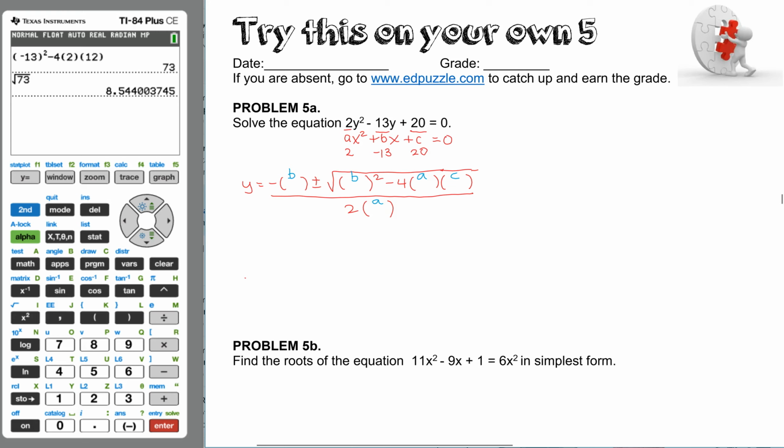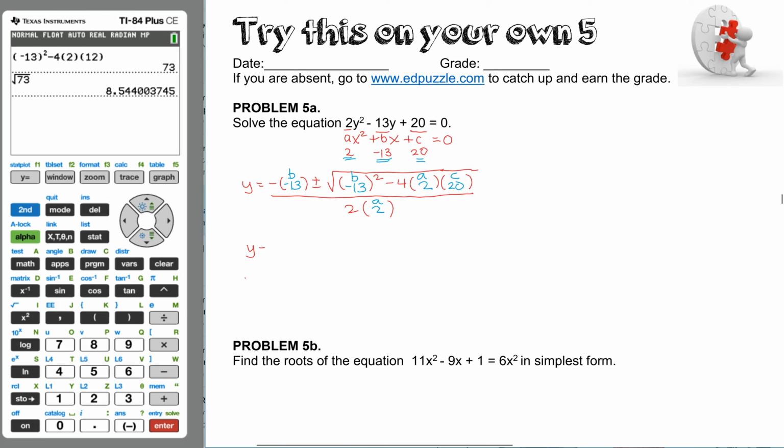I want you to structure it this way because sometimes students leave out signs and some of the numbers are not enclosed in parentheses. So the b value is negative 13. So we have here negative 13, negative 13. The a is 2, the c is 20, and the a is 2. Okay. So once you plug in the numbers correctly, that should be halfway to the correct answer.